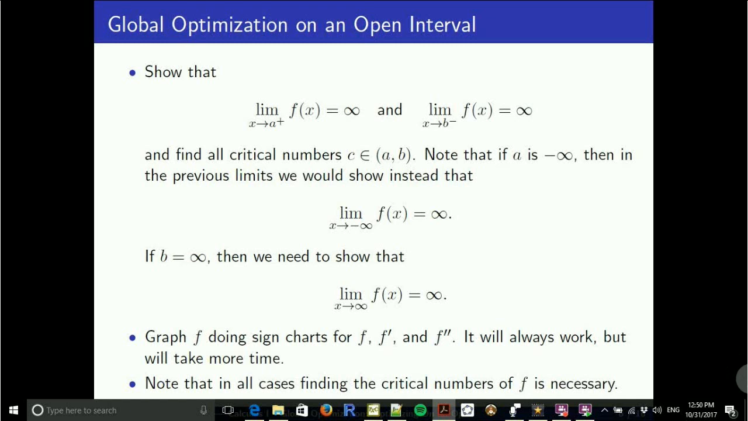In the next video, we will apply all the previous strategies to a specific example to illustrate each of them.